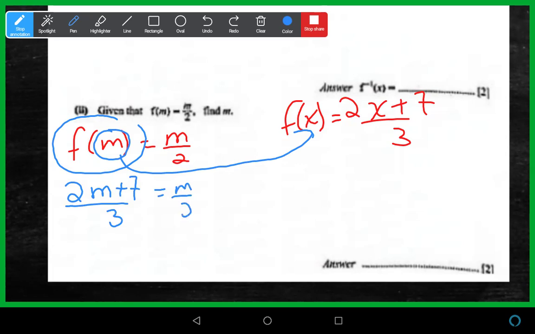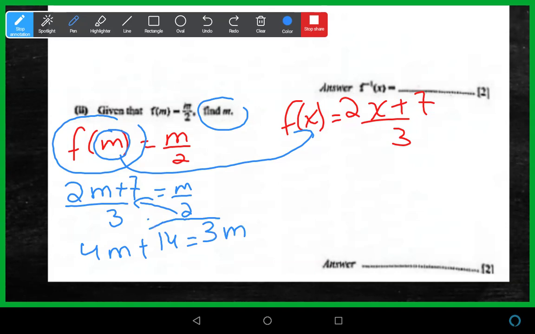So 2 will go to this side and multiply. It will become 4m, and 7 to the 14, and it will become 3m. Now 3m goes to the left side and 14 goes to the right side. It will become 4m minus 3m is equal to minus 14. So the value of m is minus 14.